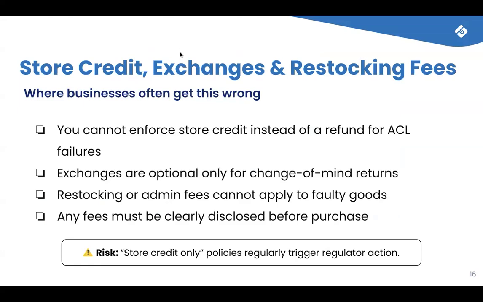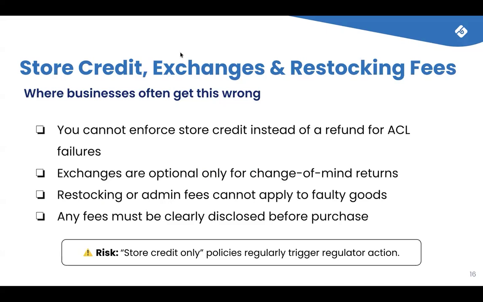So, moving on to the next one, exchange. Exchanges are optional only for change of mind returns. They cannot be a replacement for a refund for faulty goods. So of course, when a customer receives a wrong size, for example, where the business delivered a wrong size, the customer, of course, can opt for exchange if they want to.